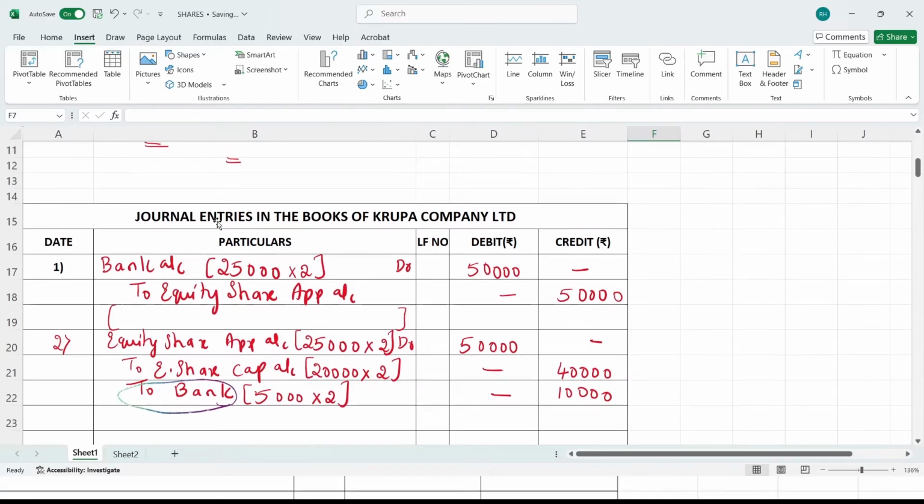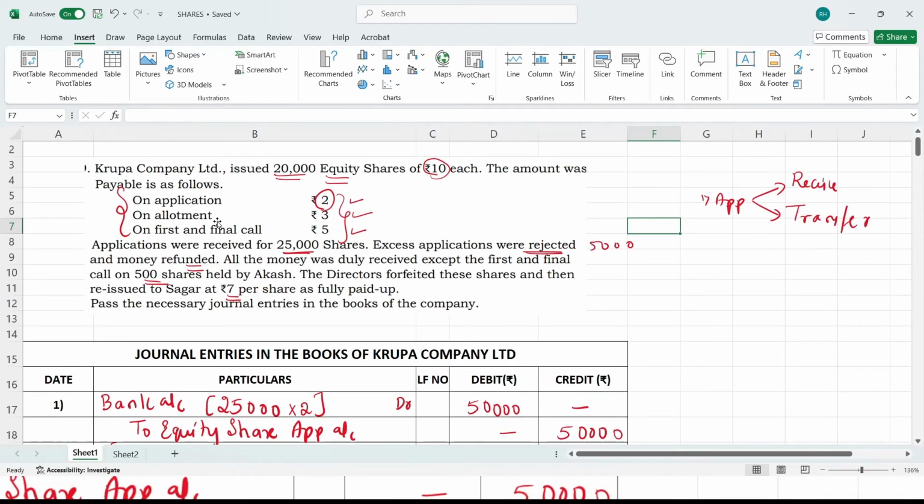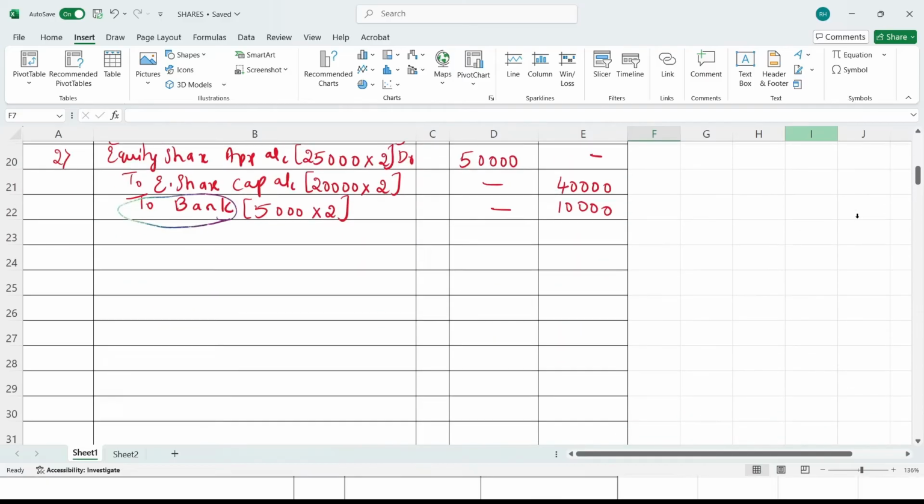After application, what is the next stage? Allotment stage. The second stage is allotment. In allotment, again we have to pass two entries: one is the due entry and another one is the receive entry. The due entry will be the same as the transfer entry. How are we passing the transfer entry? The same will be the due entry. So first we will pass the due entry.